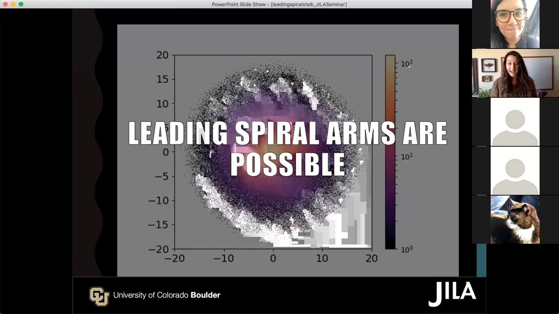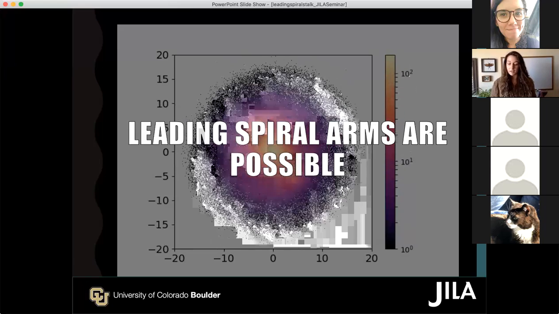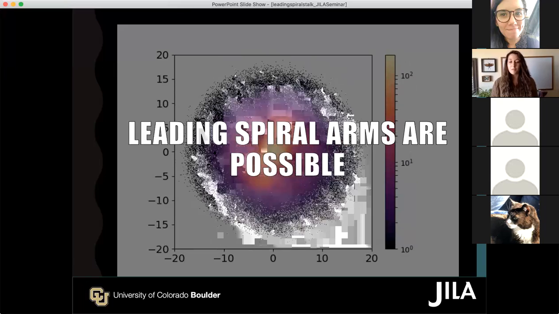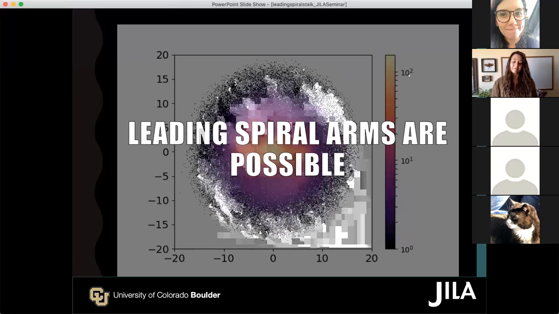To conclude, any complete picture of spiral arm theory from now on must include the possibility of leading spiral structure.